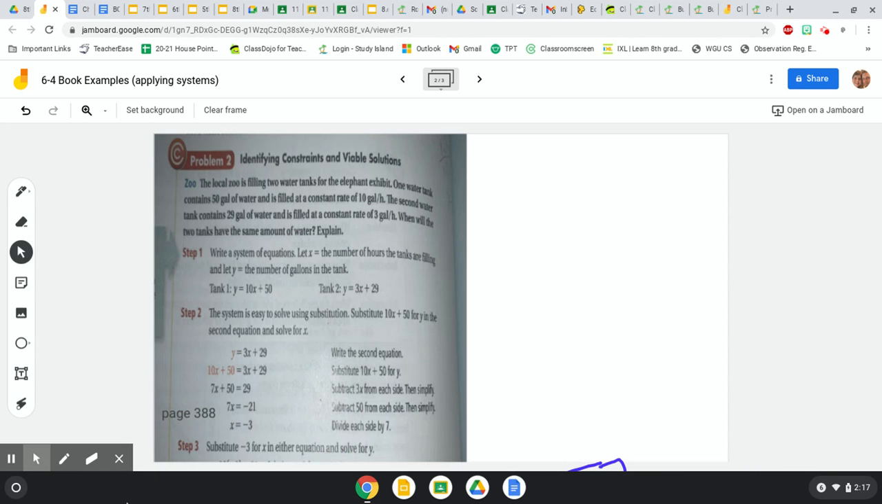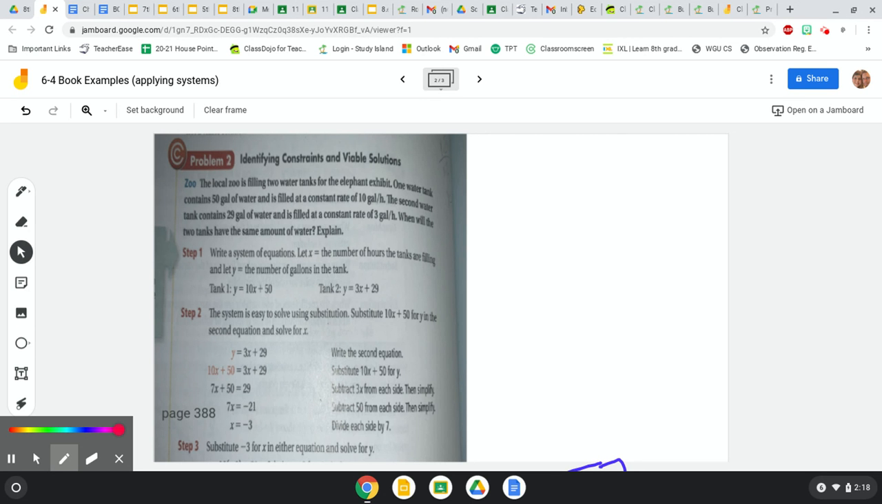So again, this one is on page 388. This one is talking about, okay, since we're dealing with real world situations, sometimes there are going to be solutions that are not possible. So I think you can probably tell that this is going to be an example of one, but let's see why. All right, so again, we're following the same steps. Define your variables, make your equations, and then solve.